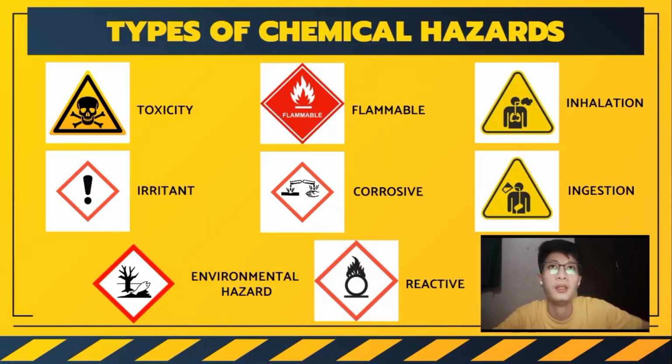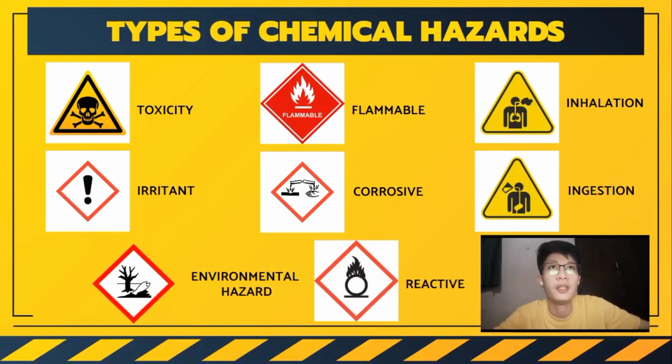Next is flammable. A flammable substance is one that can easily catch fire and burn when exposed to heat, sparks, or flames. Examples of flammable materials include gasoline, propane, alcohol, and some cleaning solvents. Flammable substances can be dangerous if not handled and stored properly and can cause fires that can spread quickly and cause extensive damage. The next is corrosive.